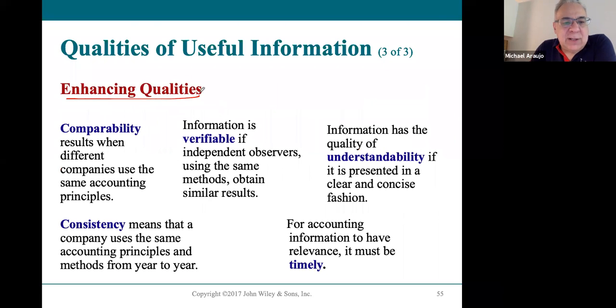There are some enhancing qualities when we're looking at accounting. One of those enhancing qualities means that you can compare accounting information company to company because they use the same accounting principles. In other words, all companies that do financial accounting need to use GAAP. GAAP are those common rules that allow us to compare everything. And so basically that's part of GAAP.